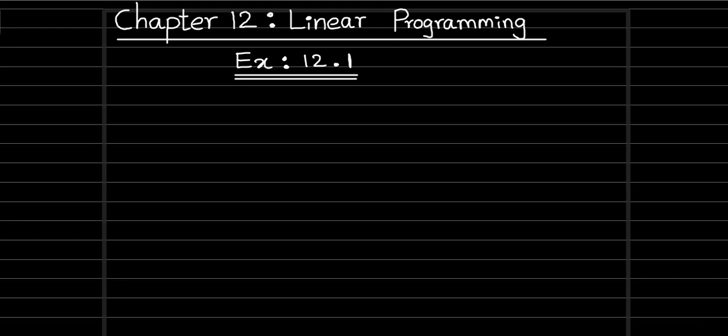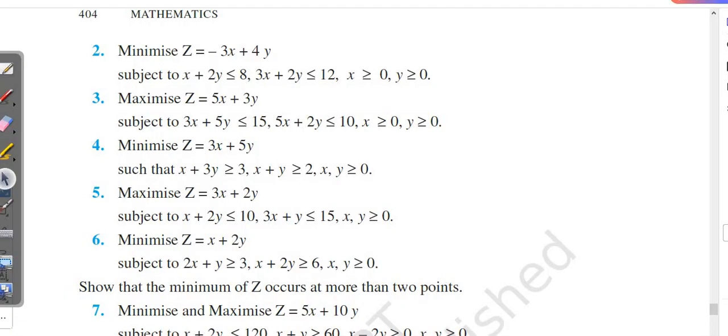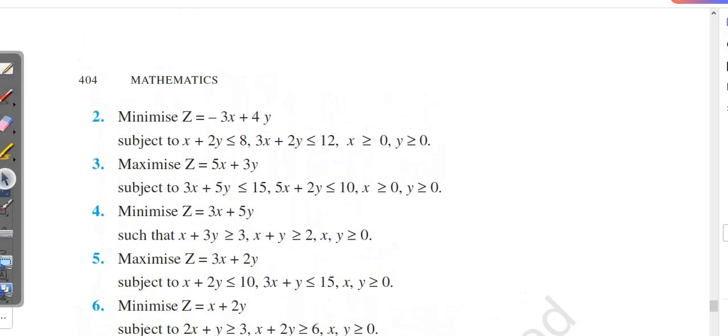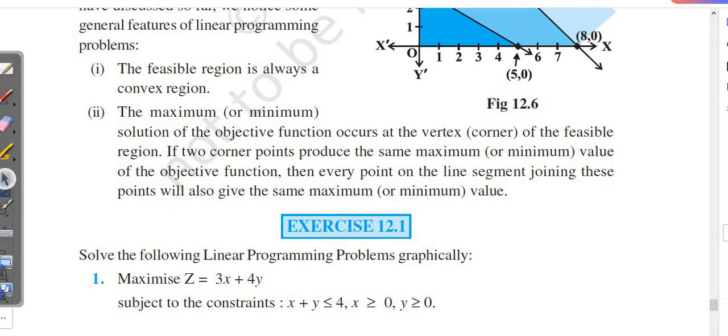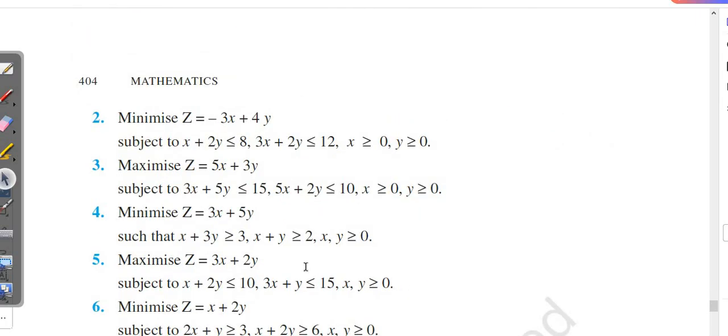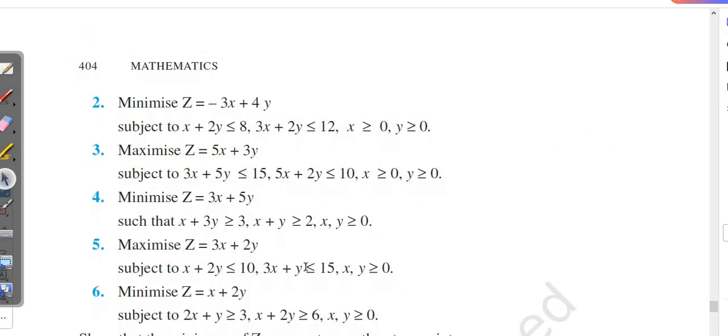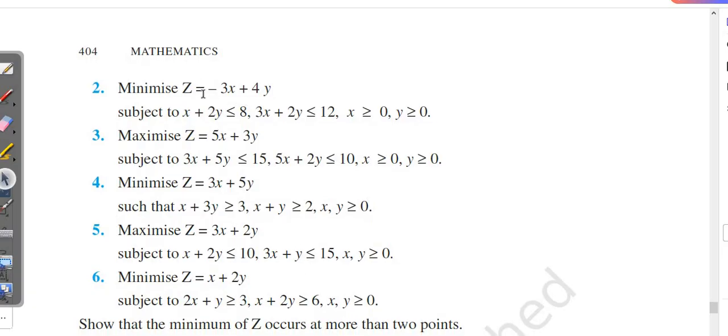In this video, we are going to see for CBSE Maths Grade 12 Standard, Chapter 12, Linear Programming in Exercise 12.1, second sum. The given question is: solve the following linear programming problem graphically. So we need to draw the graph of it. And what is the given question? Minimize Z equal to the given Z equation, subject to some constraints. So totally 4 inequalities we have.